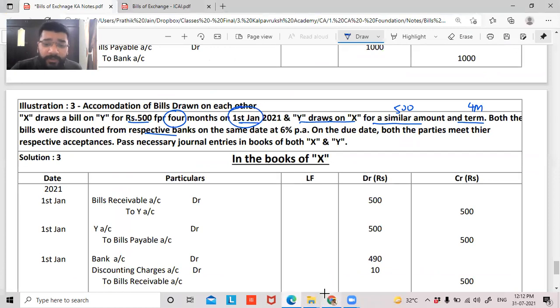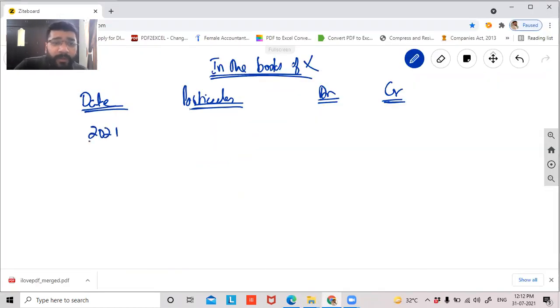So on 1st Jan 2021, what is happening, guys? Y is accepting the bill and giving it back to X. So X is receiving the bill. So can I say bills receivable account debit?